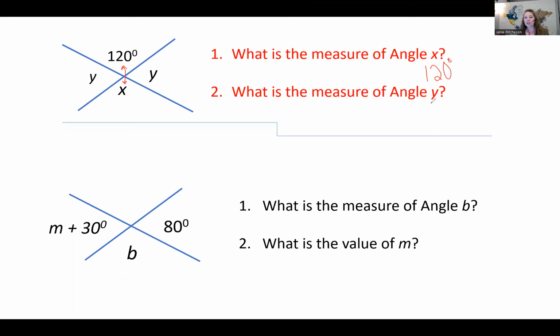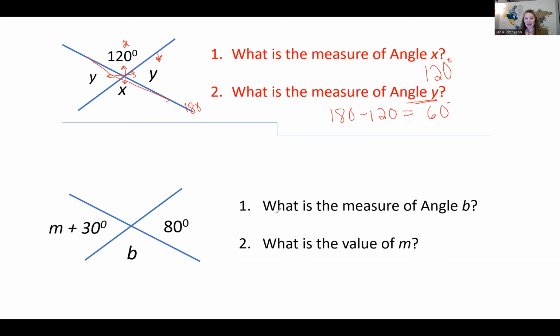Okay. The next question is, what is the measure of angle Y? Well, what relationship does this angle and this angle have in common? Well, they form a straight line, right? Straight lines are always 180 degrees. So I bet you already know the answer. 180 degrees minus 120 degrees means that angle Y is 60 degrees. If angle Y is 60, obviously this one's the same letter, which means it's also 60 degrees.